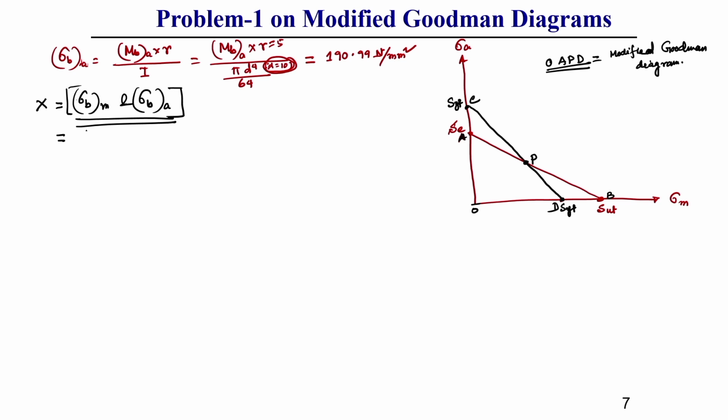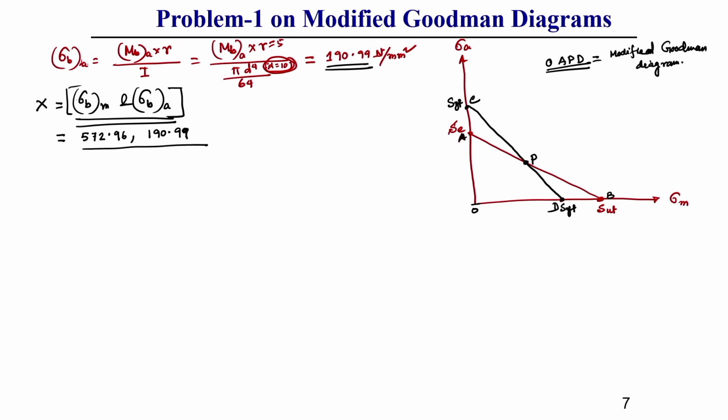I am directly writing here 572.96 MPa, and this sigma b amplitude we got as 190.99, which is given here. I have already calculated and shown these things. This point I need to plot in this modified Goodman diagram.